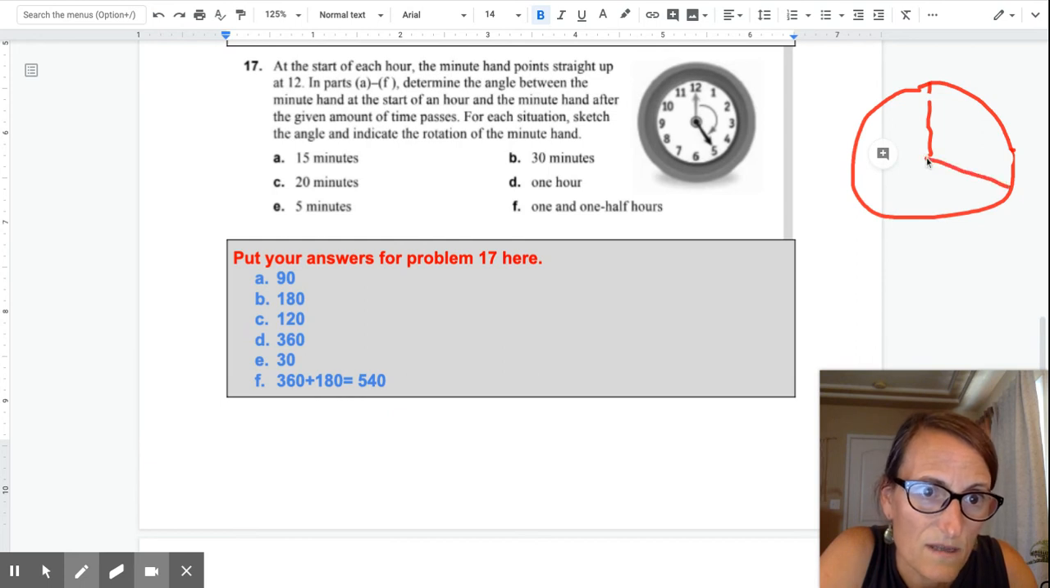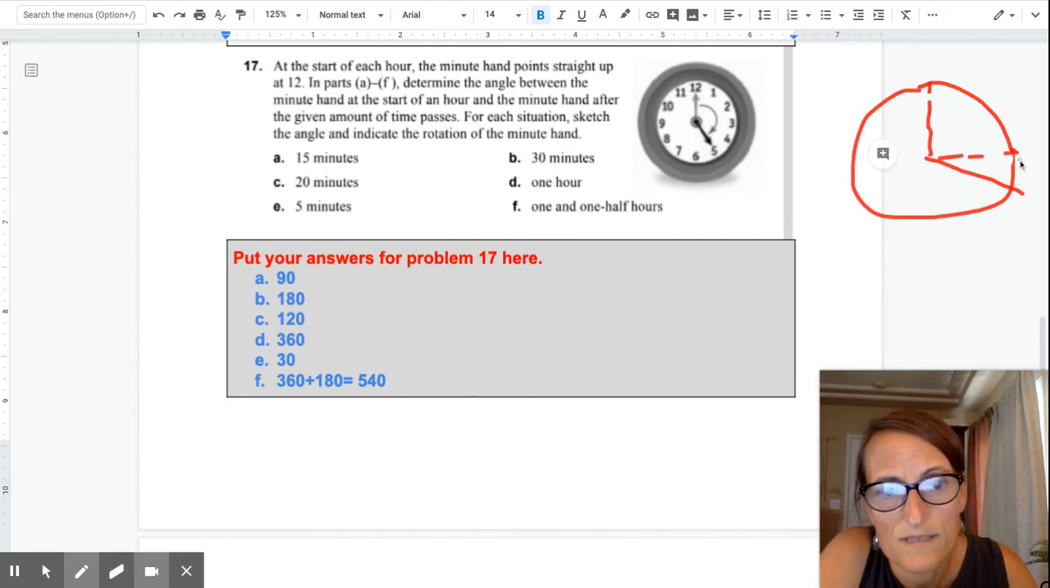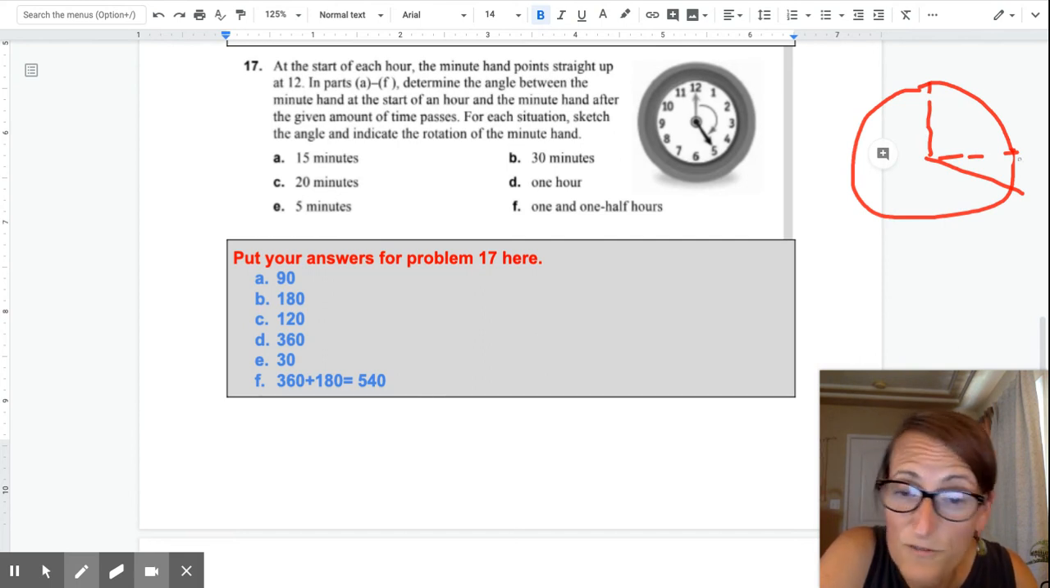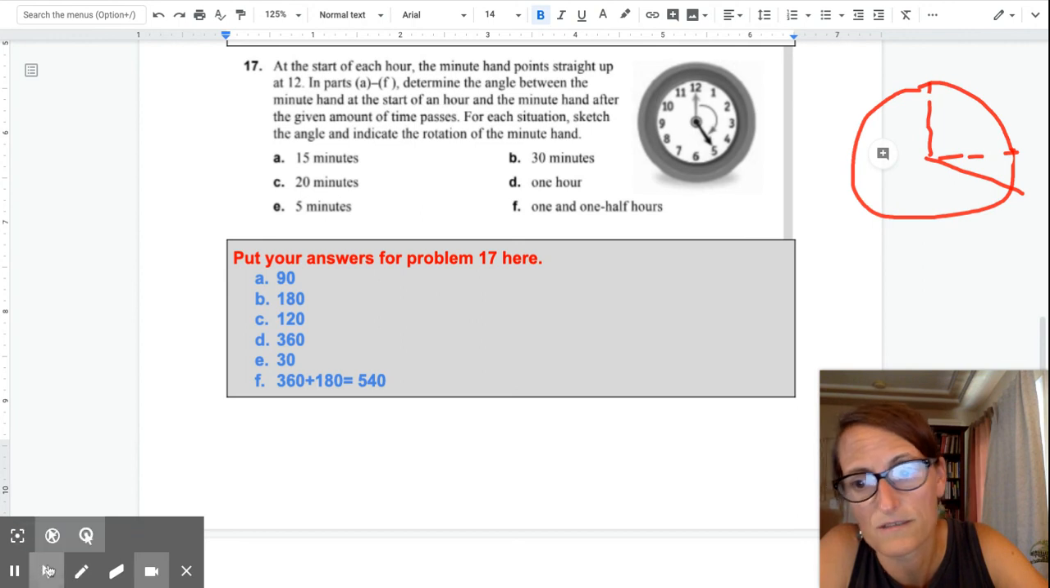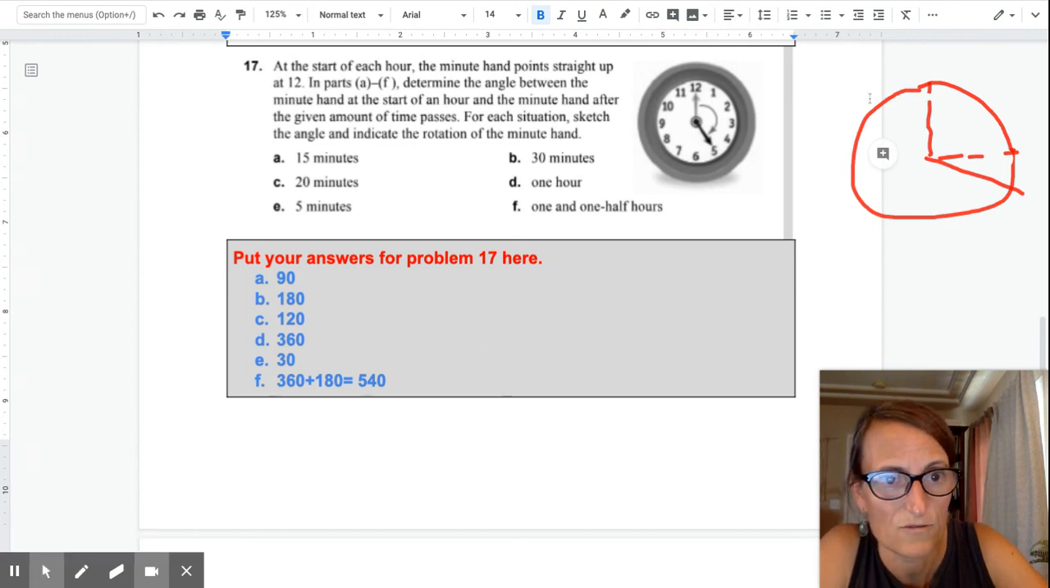For C, we're looking at 20 minutes. So this one, if you imagine right here was like 15 minutes, then 20 minutes is going to go all the way to the 4. And there's a few different ways that you can think about this. One, it's a third of an hour, right? Because you could think 20 minutes, then another 20 minutes is 40 minutes, then another 20 minutes would be the full hour. So that's a third of an hour, which is 120.